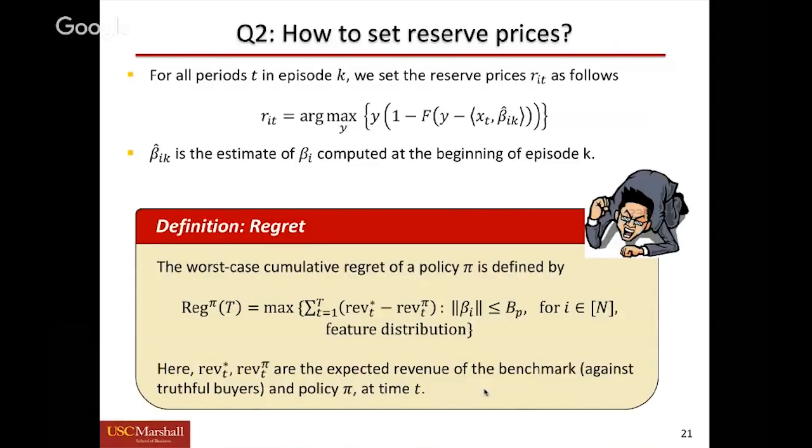And now how do we evaluate the performance of this policy? Through the notion of regret. So the regret is how much you are losing compared to this clairvoyant who knows this preference vector. This Rev star is the revenue of the clairvoyant at time t, and this is the revenue of policy pi at time t, and you add them from 1 to capital T, so that's the cumulative expected revenue gap. And we consider the worst case regret, the maximum gap over all possible preference vectors and all the feature distributions that were unknown. So this is the benchmark that we have, the regret.